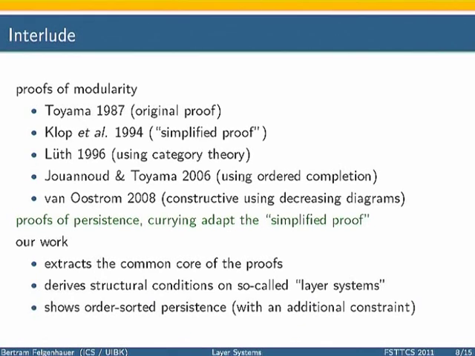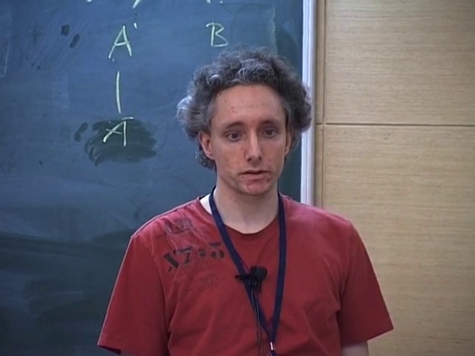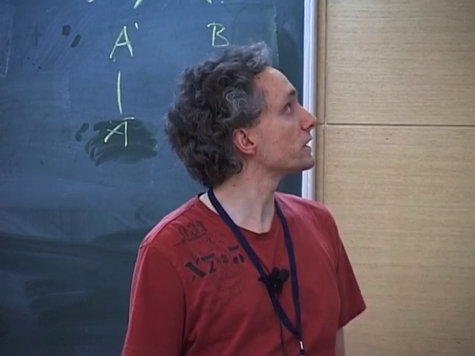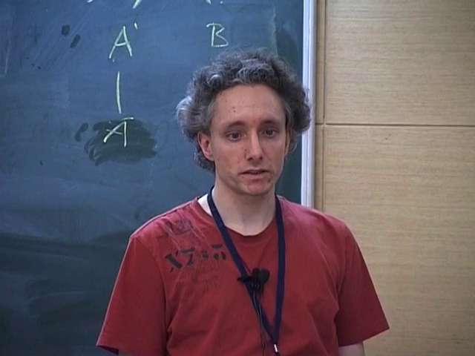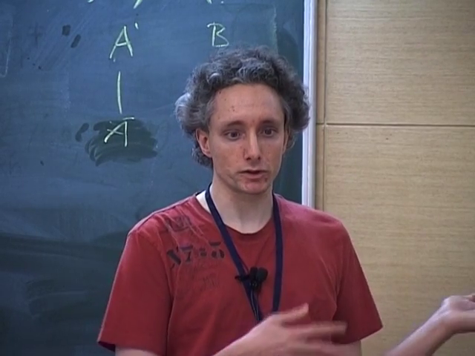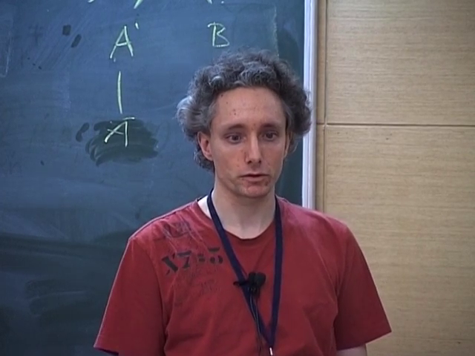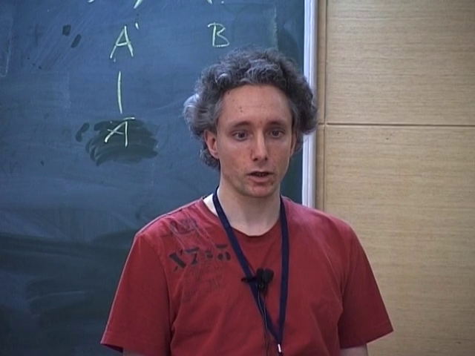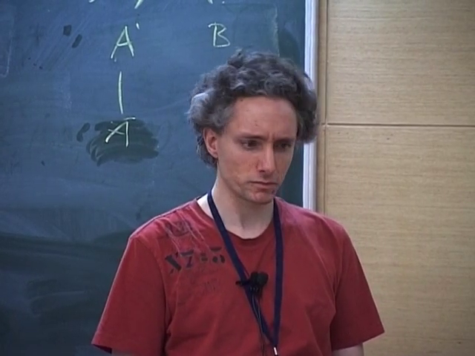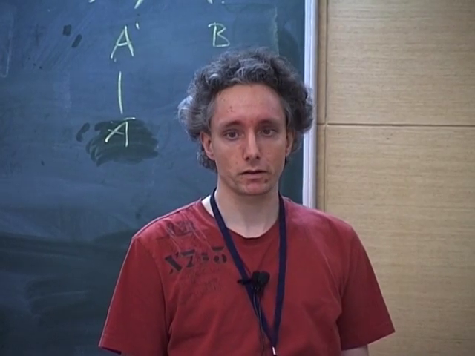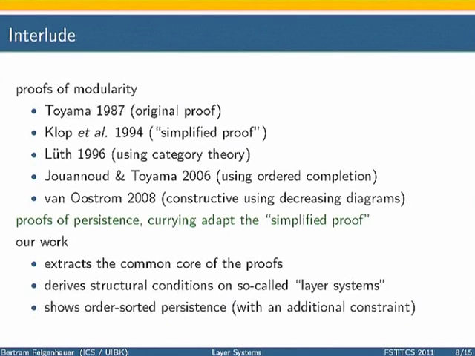So this result of modularity sums up the first part, has been proven several times. And most important of these proofs is the so-called simplified proof, part of the paper title by Klop and others. And there are a number of derived results like persistence that we've just seen that are based on the simplified proof. And the technical report was also based on this proof, but turned out to be wrong. So we thought it would be interesting to look at the common core of these proofs and find where the actual mistake is, and try to find a common ground so that we can prove similar such generalized results more easily.